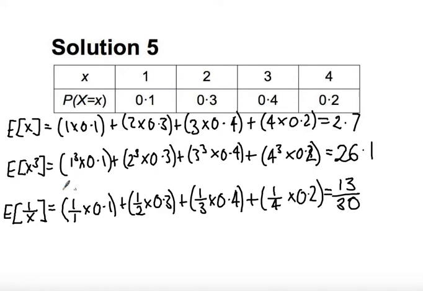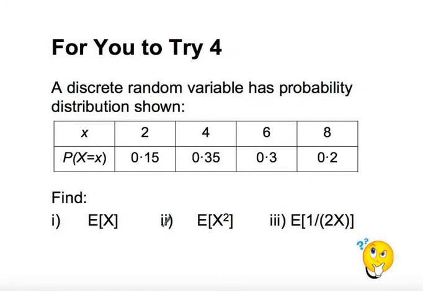Okay, well I hope this example's made sense because it's now time for you to try an example for yourself. So here's the example for you to try. We've got a discrete random variable that has the probability distribution shown in this table. You are asked to work out the expectation of x, the expectation of x squared, and the expectation of 1 over 2x. What I'd like you to do is pause the video and have a go at this for yourself, and then resume the video once you're done and check your answers against my solution.